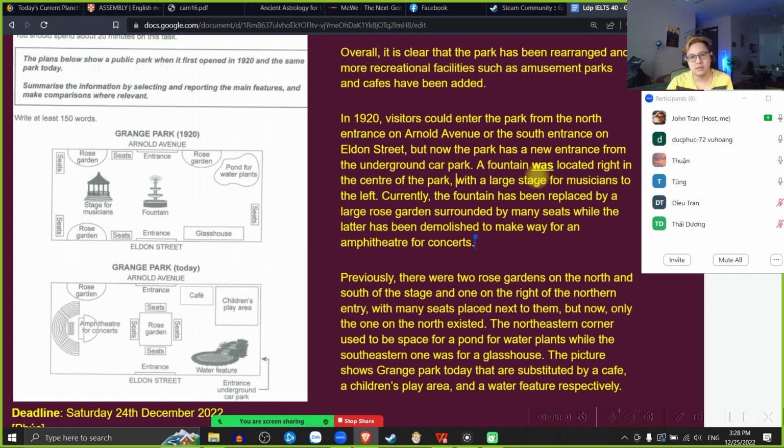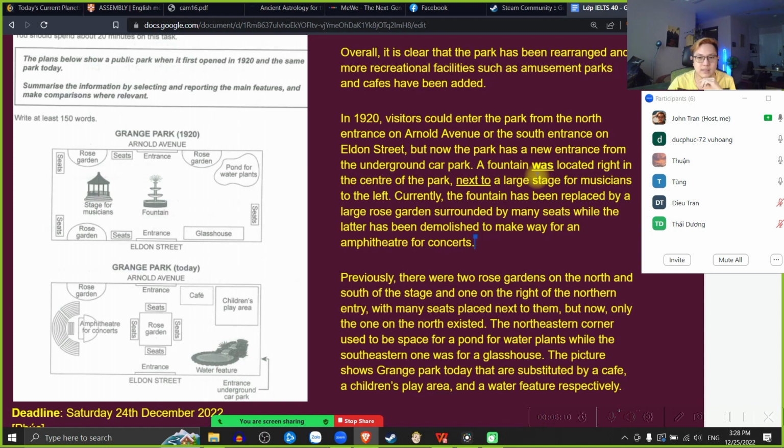Có thể tự nhiên nên là với một cái stage bự thì không nên, hãy nghĩ là nên là cạnh một cái stage bự, đúng không? I think it's better to say next to a large stage, I think. Currently, the fountain has been replaced by a large rose garden, so many seats.